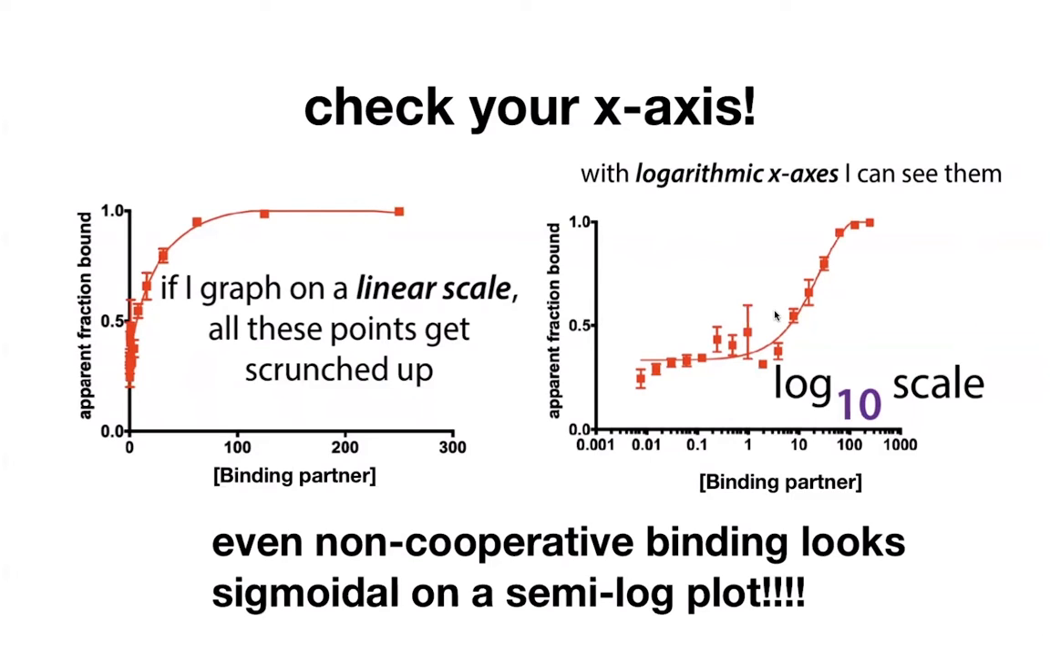but it's also going to make that normal non-cooperative plot look like it has a sigmoidal shape. And so you always need to check your x-axis, because even non-cooperative binding looks sigmoidal on a semi-log plot. So semi-log because we're taking the log of the x-axis, but not the y-axis. So basically, check your x-axis.